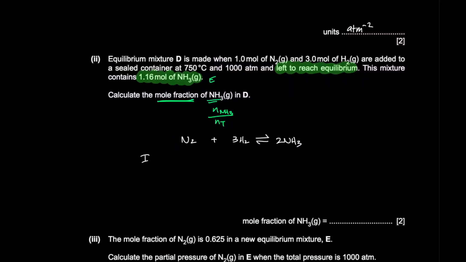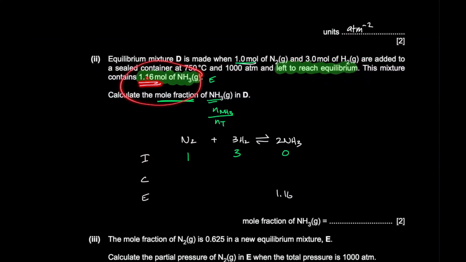So we have initial, change, equilibrium. Again, I stands for the initial amount, the change, and the equilibrium amount. The initial amount of nitrogen is 1 mole, right? We have 1 mole of nitrogen to begin with. We have 3 moles of hydrogen to begin with, right? And initially we just mix these two together, okay? So it's made when these two are added to a sealed container. So that's your initial amounts. Initially you have 0 moles of ammonia, and at equilibrium you have 1.16 moles of ammonia, right? That's given to us at the end.